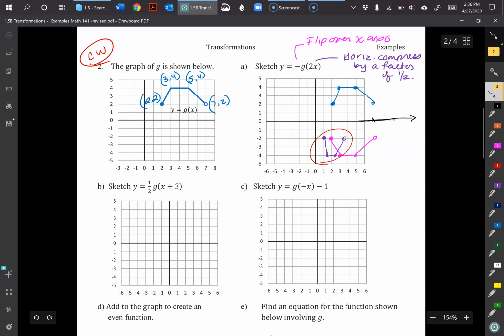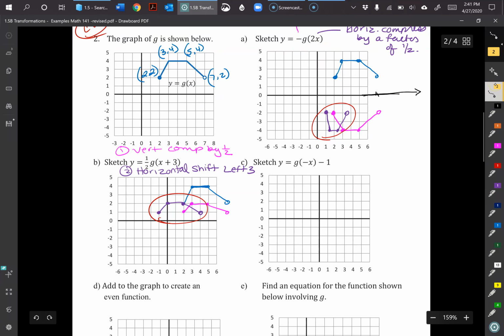I could have also at the same time divided every x by half, but I want to show you the stages. So here's my flip over the x-axis this time, and then I have to shrink every x value by half. So 3 now becomes 1.5, and so on and so forth. 2 becomes 1, 5 becomes 2.5, and then 6. Just make sure you keep that open circle. It was at 7 originally, so it's going to be at 3.5. So I hope you're getting the idea with this.